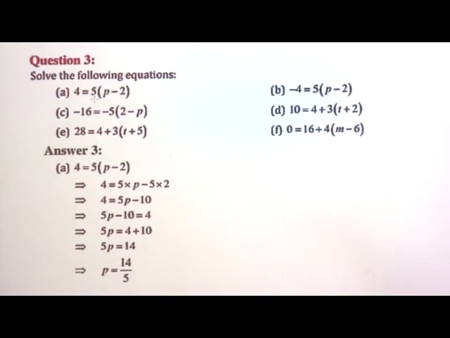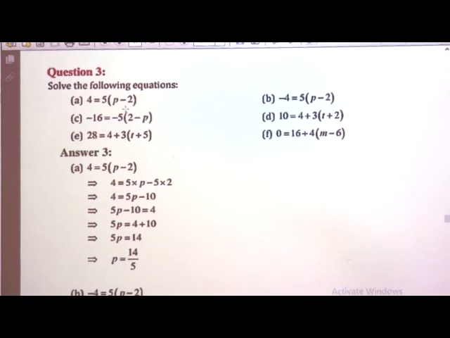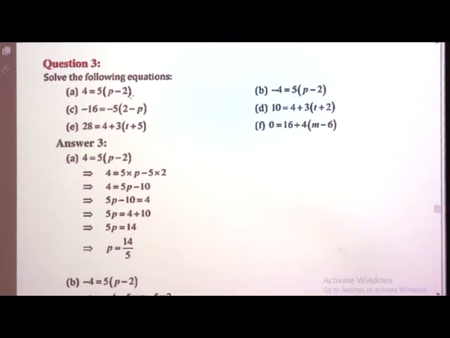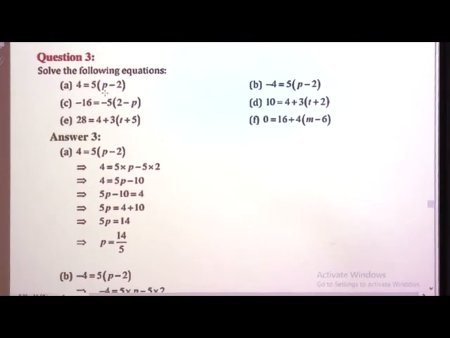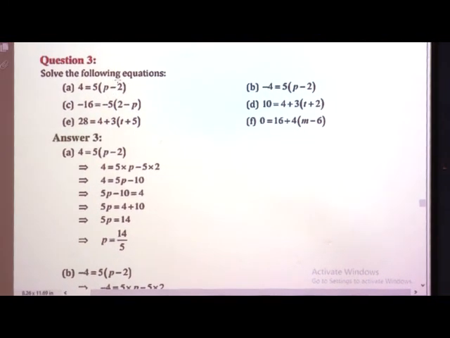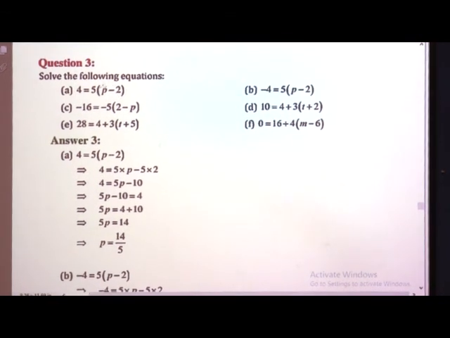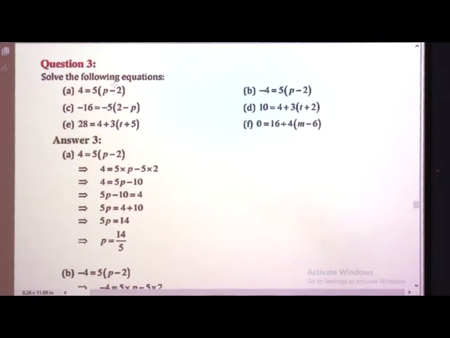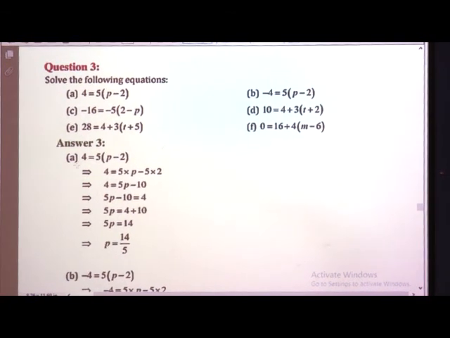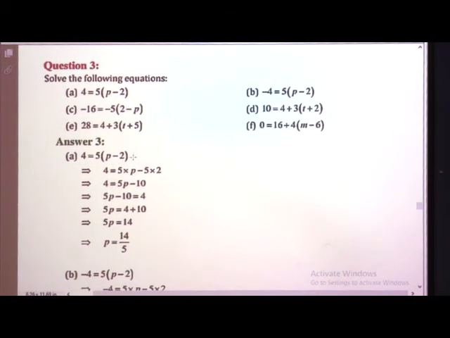Here, 4 is equal to 5 inside the bracket (p minus 2). Already in the previous class also I told you that we have to consider the bracket as a whole. So we can't remove the bracket or separate the variable directly. So step by step we have to start. Here we have 4 is equal to 5 inside the bracket p minus 2.